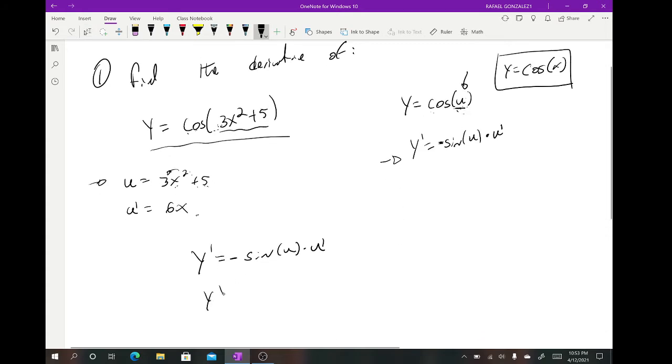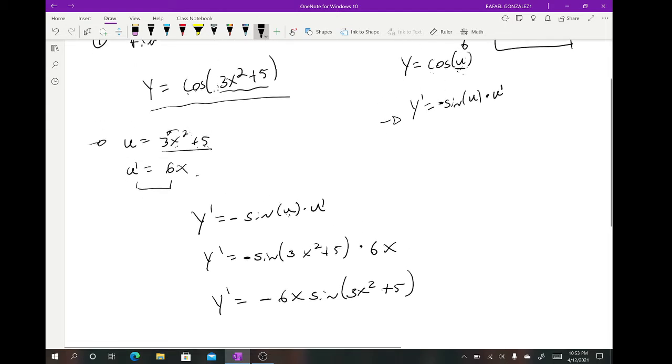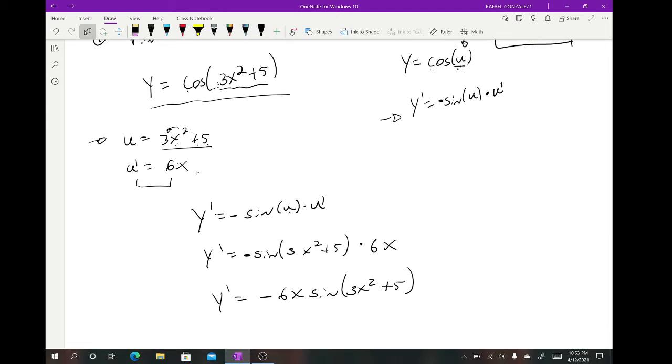But now the problem was given to us in terms of x's. So let's actually substitute back what u is equal to. u is equal to 3x squared plus 5. So this is negative sine of 3x squared plus 5 times u prime, but we calculated u prime to be 6x, so times 6x. If you want to clean this up a little bit, this will be equal to negative 6x sine of 3x squared plus 5. So again, this is a simple problem using the chain rule.